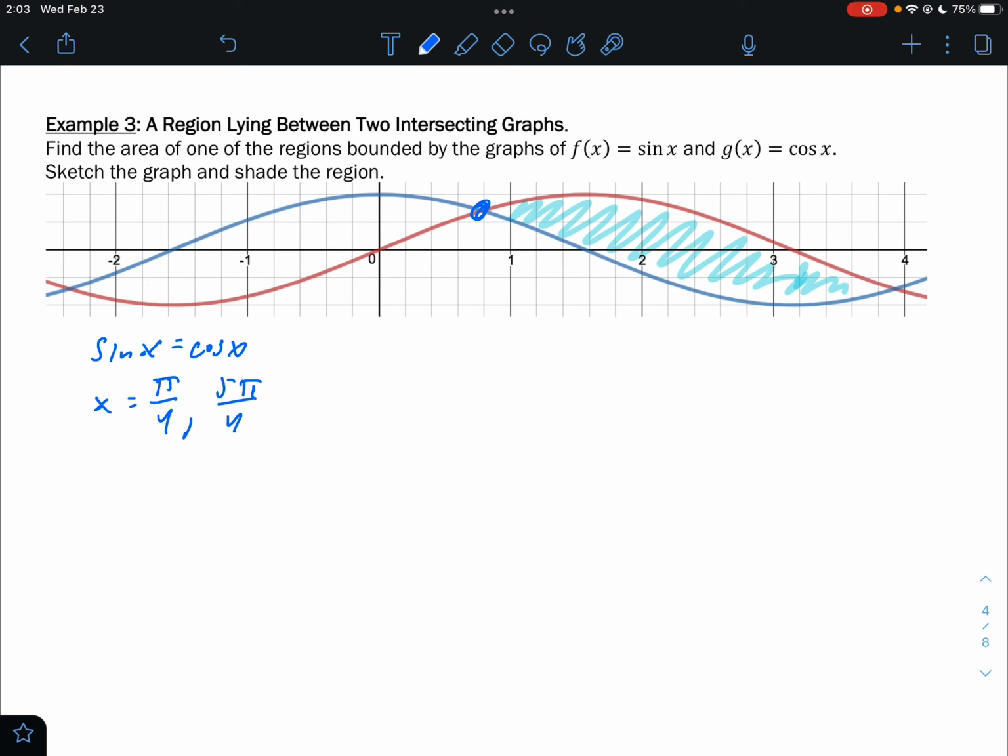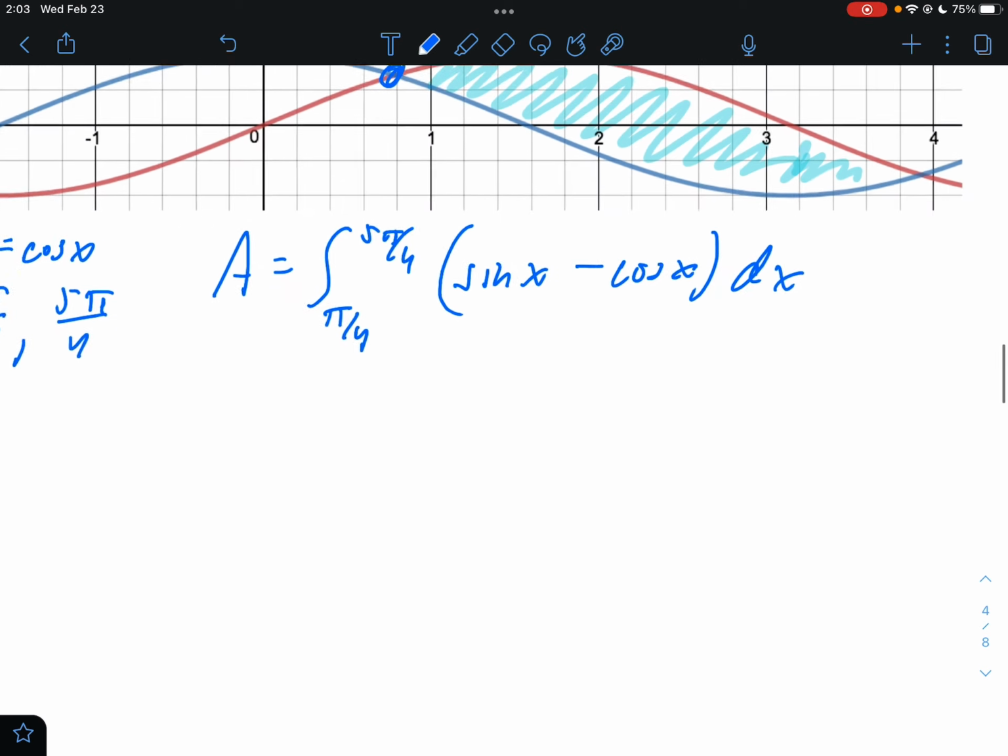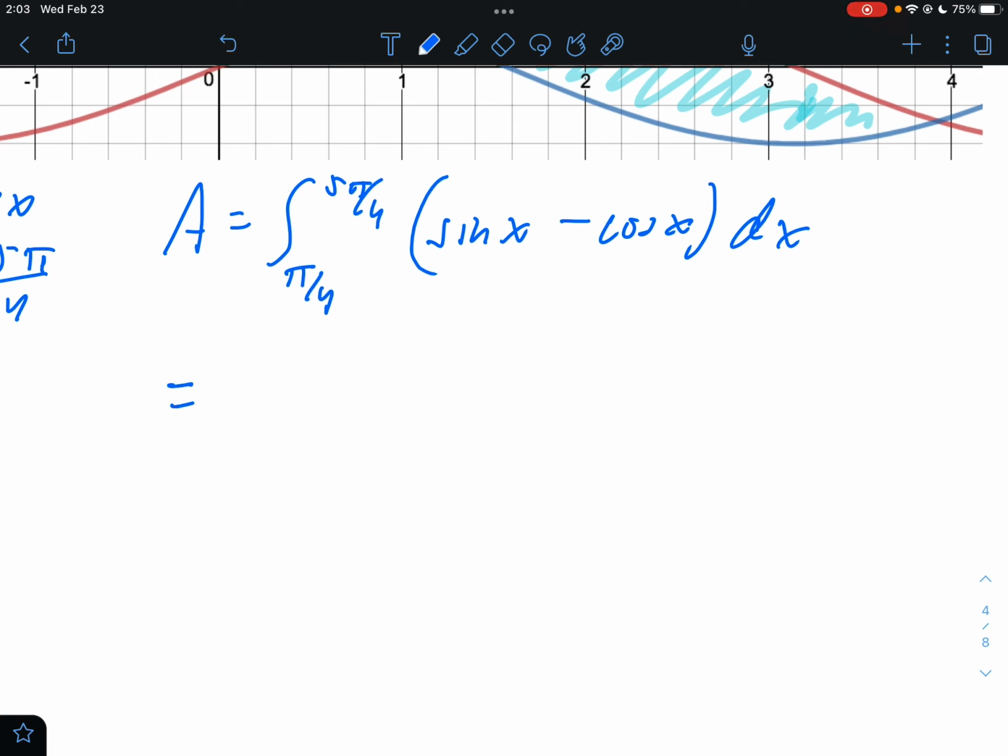So now our area is going to be the integral from pi over 4 to 5 pi over 4. Which function's on top? The red function is in that region. So in that region, sine is on top. So it's going to be sine minus cosine dx. So our area then would be negative cosine minus sine from pi over 4 to 5 pi over 4.